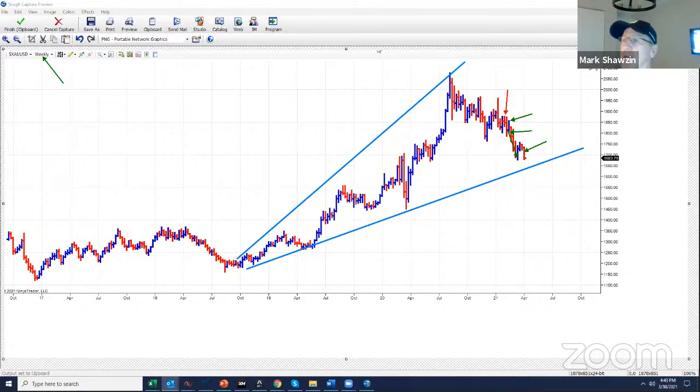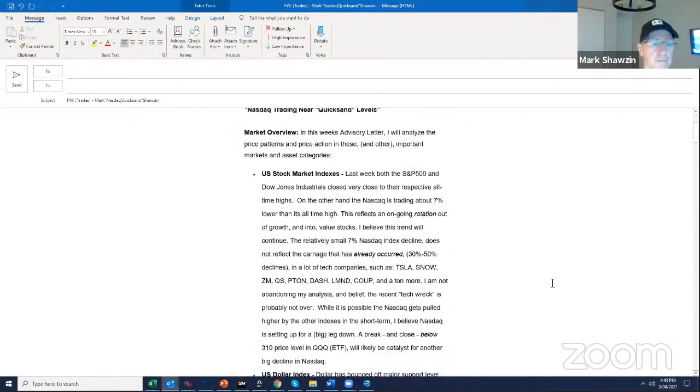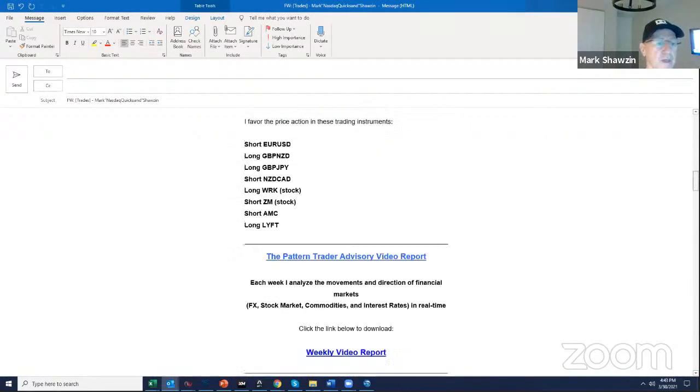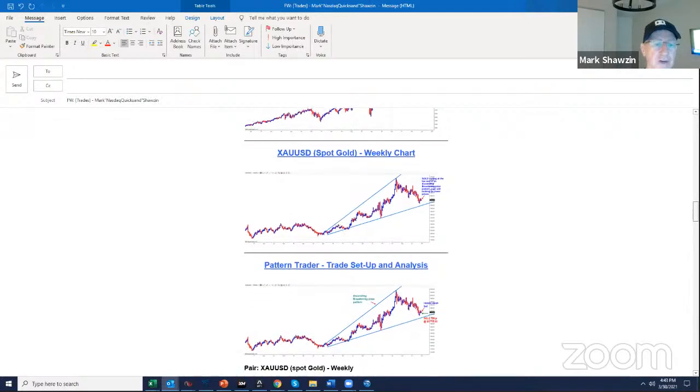So this was expressly off the weekly charts. I talked about what was going on in the week, what I was looking at. These are all weekly charts that I'm looking at. This is the Nasdaq, gold. I said gold is trading at the low end of an ascending, broadening price pattern and I'm still looking for lower prices. That was when gold was at 1735 last week, and now it's 1685.